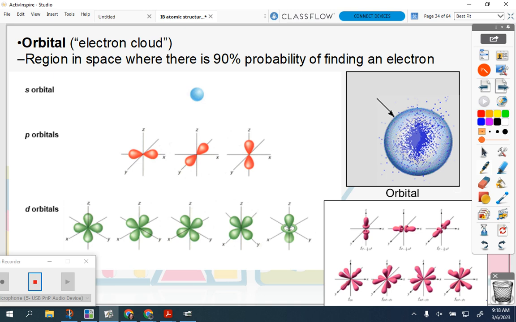So yes, it's a probability cloud, but we have a model for the shape of that probability cloud that is reasonably accurate for our purposes. Okay. So we've got these s, p, d, and f orbitals. Each orbital can hold 2 electrons.